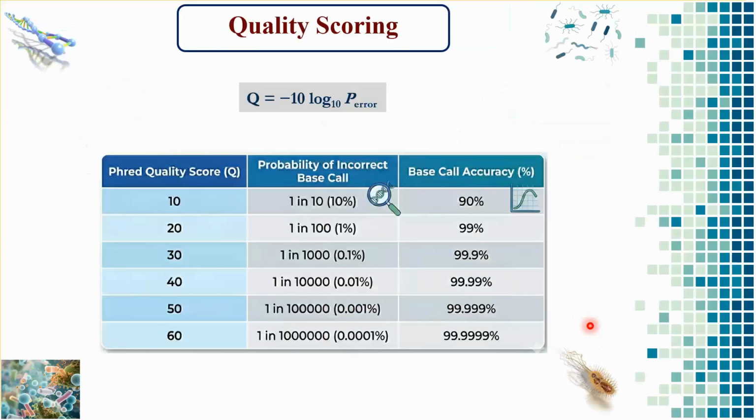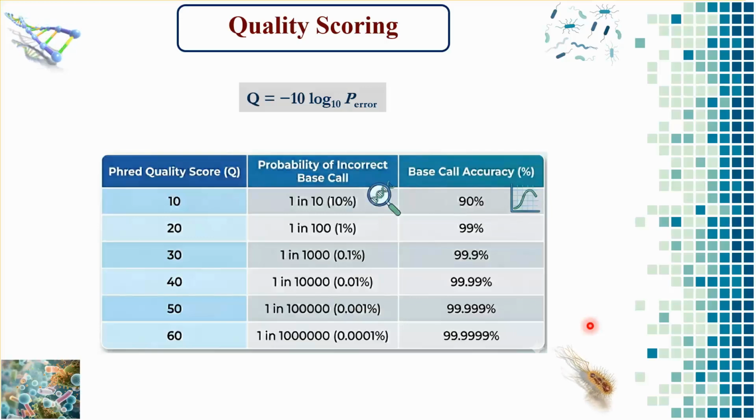Now let's move to the next important step, quality scoring. After a base is called, the system does not stop there. Every base call is a prediction based on signal, and every prediction has a small chance of being wrong. Each base call is assigned a quality score, also known as a Phred quality score or Q score. So what does this quality score represent? It represents the confidence in the base call. More specifically, it is based on the probability that the base call is incorrect.